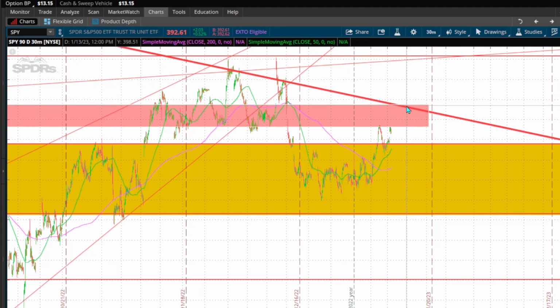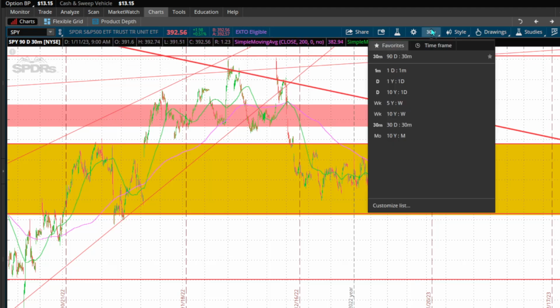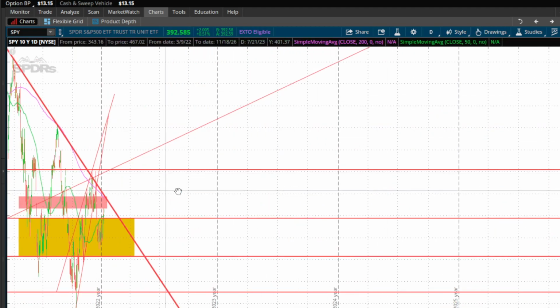It's very possible that we do get above this for a brief amount of time, and that becomes a fake out if we get right back in it. But if we do break out of this, I do want to talk about the upward situation because I don't want to be completely biased just to the downside. I want to give the benefit of the doubt. So let's just go ahead and go back onto the 10-year 1-day time frame.